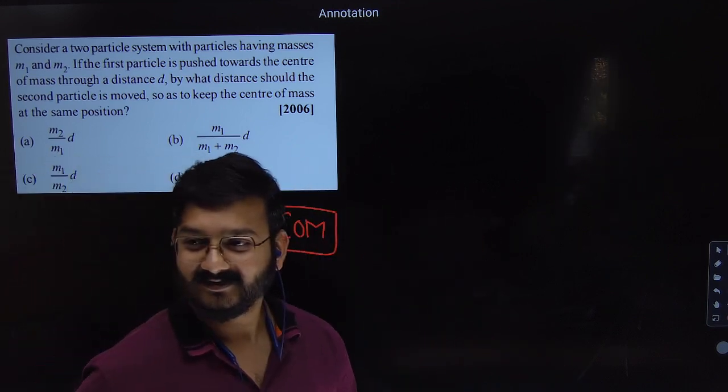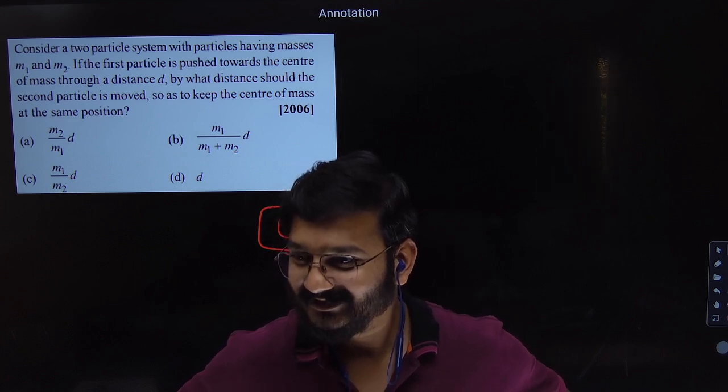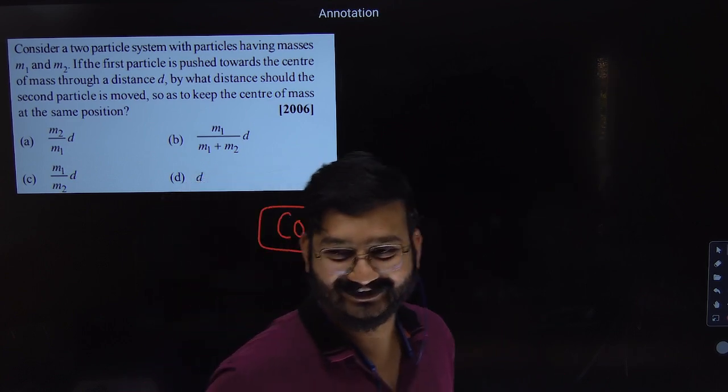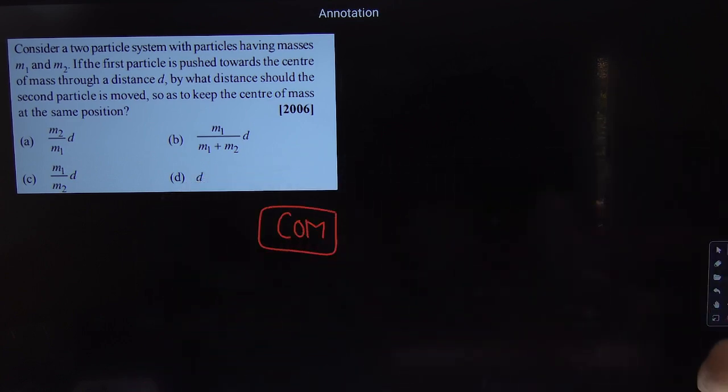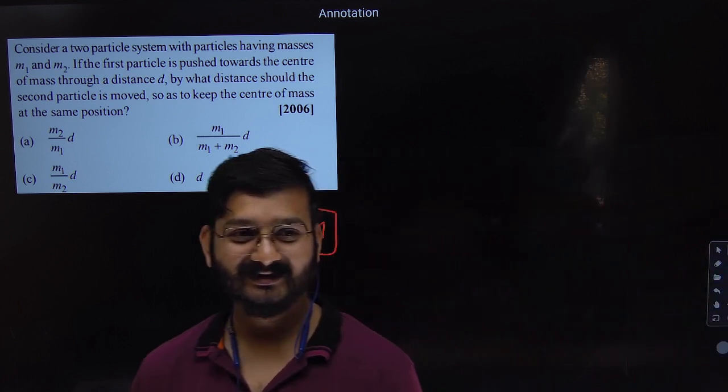The point at which mass, you can balance it. Yes. Parinit, what did Parinit tell? He told?